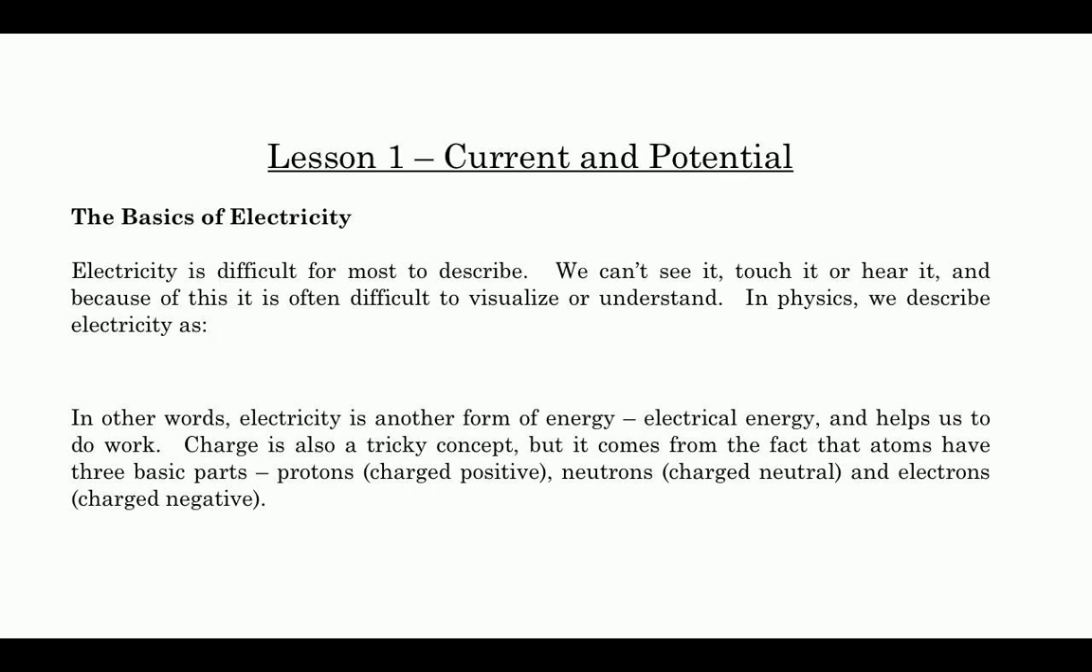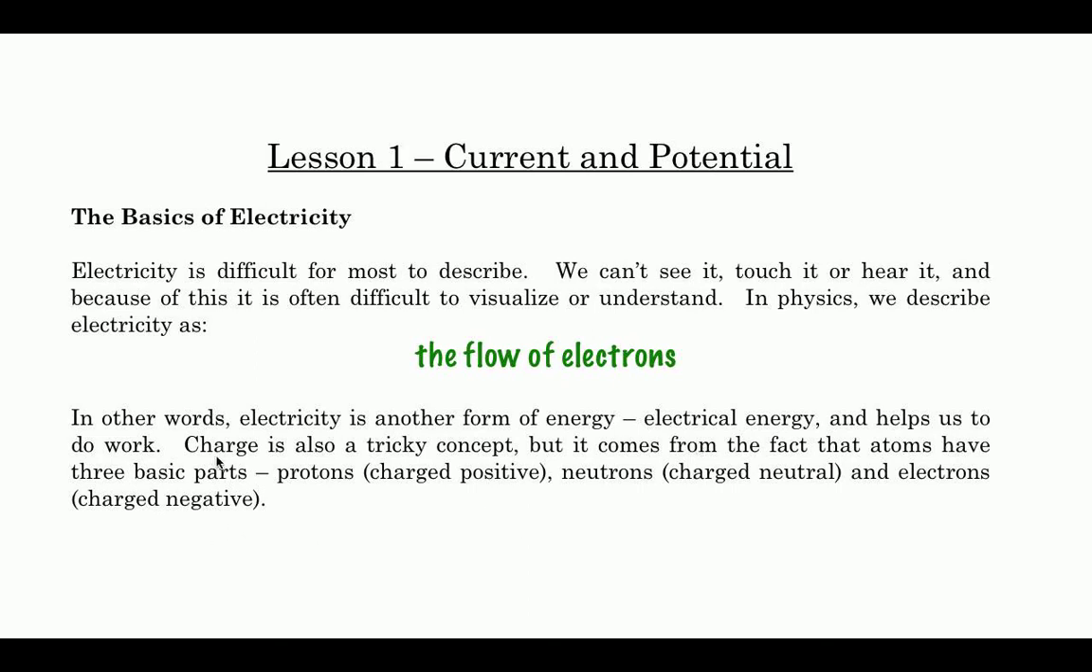So we can mention the basics of electricity before we begin, but most of this you would have seen in grade 9. The basics of electricity is that electricity is the flow of electrons. We've talked about nuclear physics and how that has to do with the nucleus of atoms. Electricity has a lot to do with the electrons that surround the nucleus. So electricity is really another form of energy, electrical energy. This helps us basically to do work in the same way.